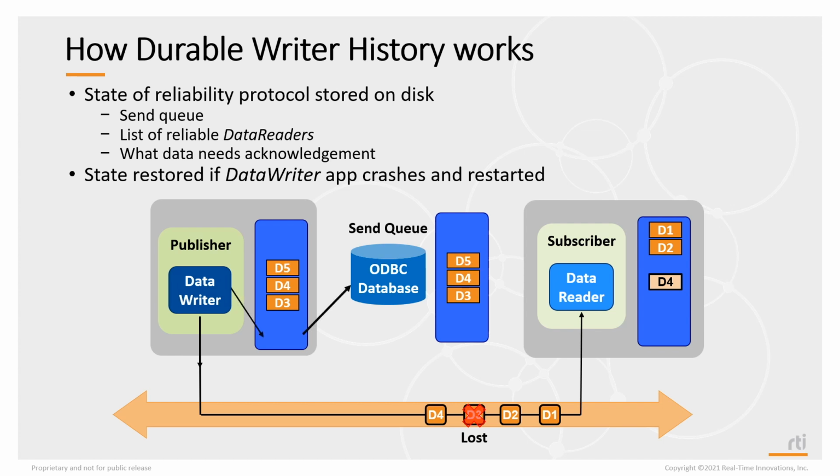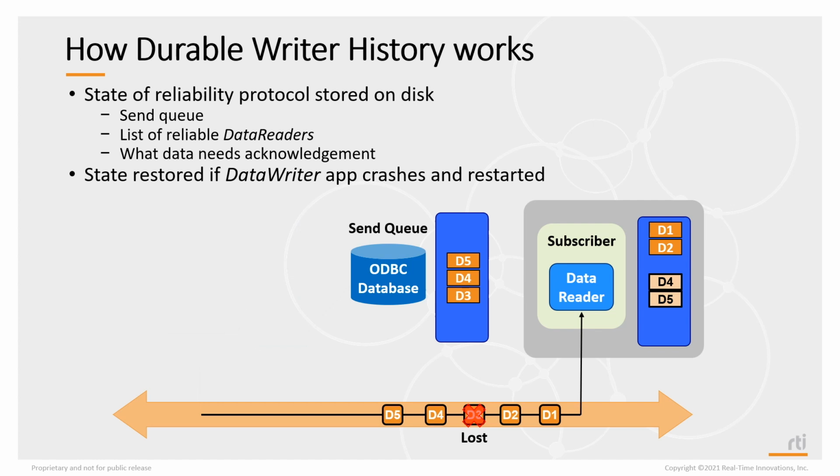You're sending D5. D5 makes it in the database. D5 makes it onto the network. D5 makes it to the data reader. So the data reader actually has received D4 and D5, but D4 and D5 can't be presented to the user application yet because we're missing D3. Now, before we get a chance to repair D3, perhaps the application crashes.